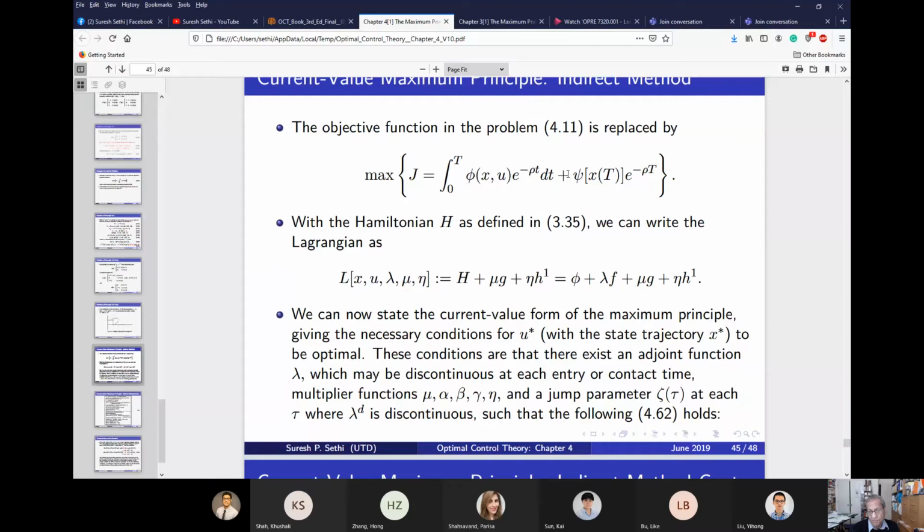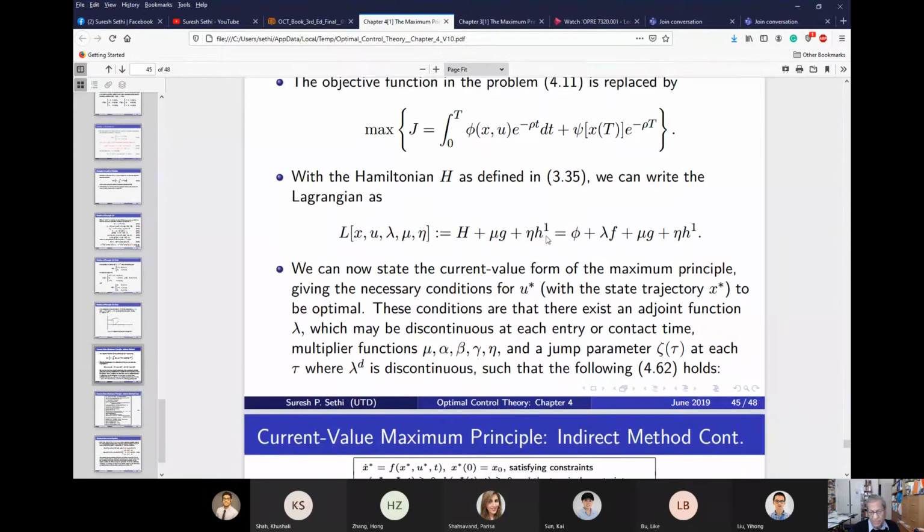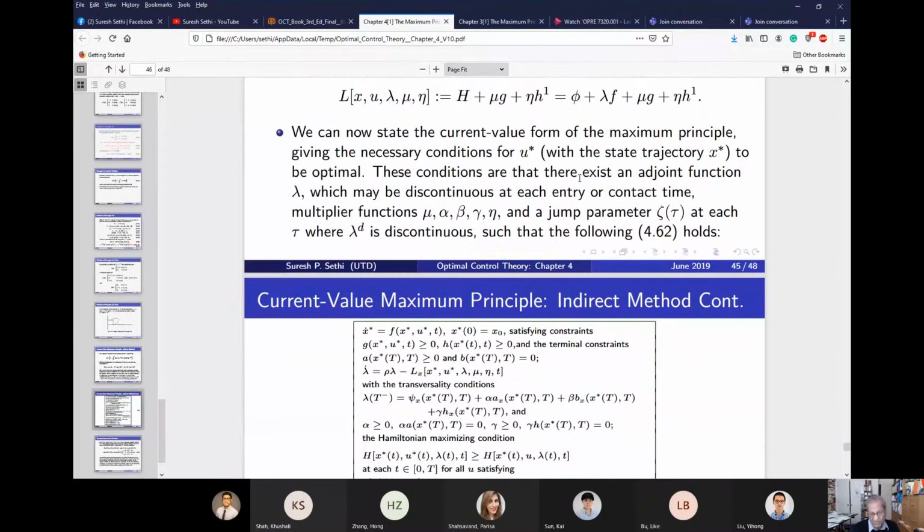So now we have a problem, and now you see the psi here. Now 0 to t, and then there's a salvage value function, which is a function of x(t), and then there's a discount factor for this. We have a Hamiltonian, and all we're going to do is the current value version of this. It's more or less the same as before, because now the lambda dot will have a rho lambda in there. So that's one change that's going to happen.